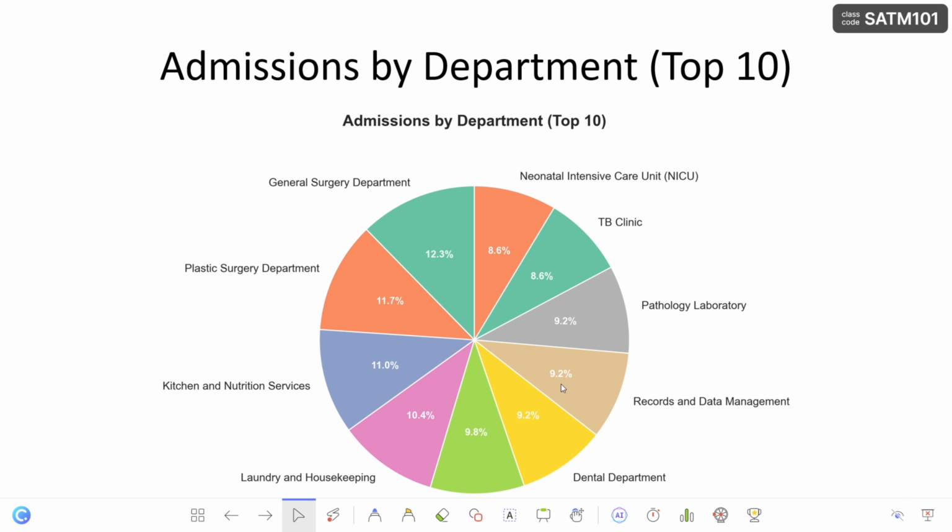So here we have admissions by department. I'm exploring the 10 departments. This is going to guide us on which departments handle the most patients. We can see the department breakdown: the general surgery department leads with 12.3%, plastic surgery department with 11.7%, kitchen and nutrition services with 11%, laundry and housekeeping with 10.4%, down to NICU with 8.6%.